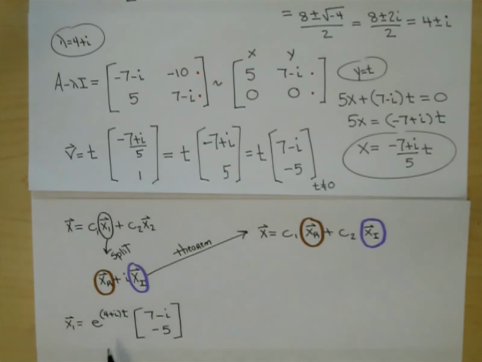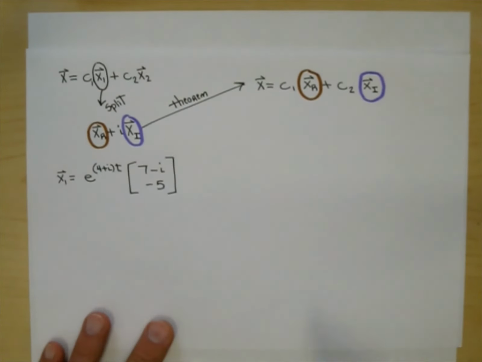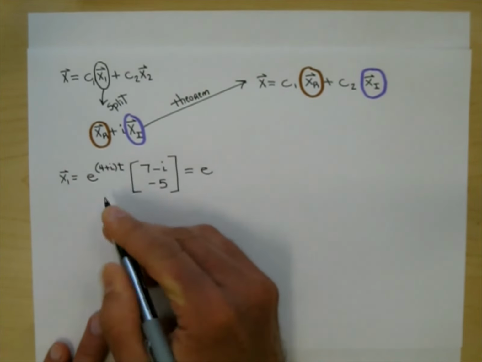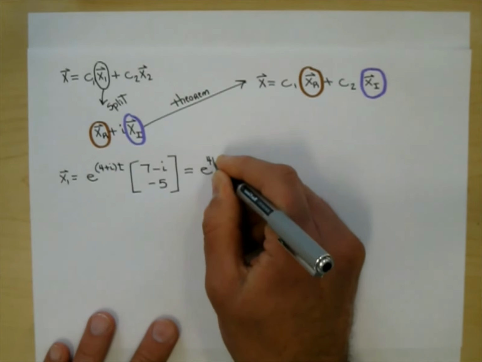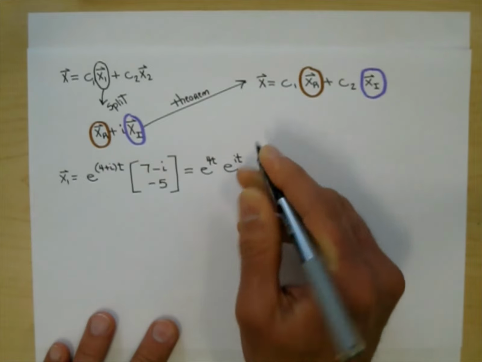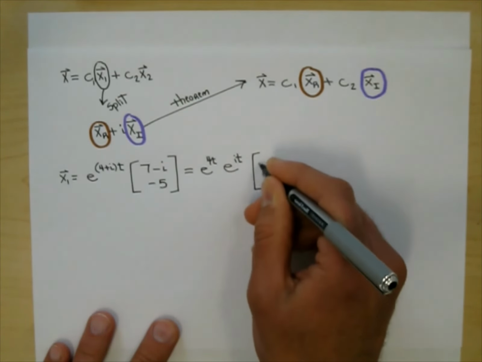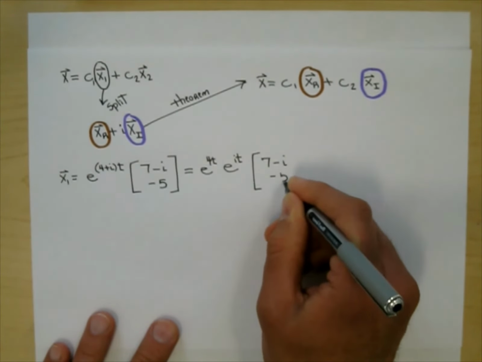Okay, and I'm going to go ahead and split this. I'm going to be doing some algebra here. So this gives me, I'm going to use properties of exponents here, e to the 4t, and then this is e to the it, and then over here we have 7 minus i and negative 5 on the bottom.